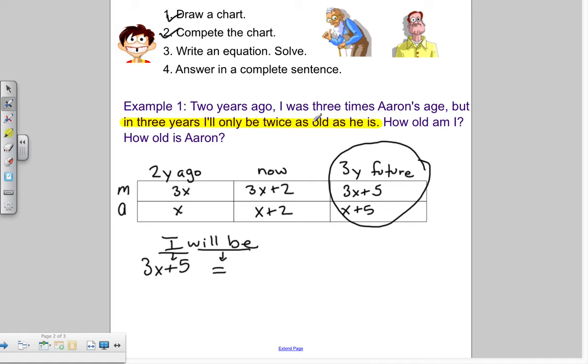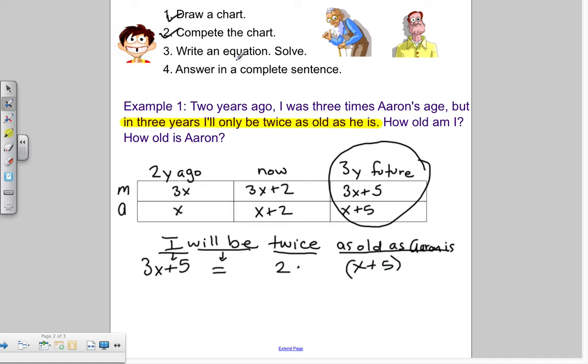Now it says twice as old as he is. Twice, what does that mean? 2 times. Okay. As old as he is, as old as Aaron is. Well, how old is Aaron? Aaron, 3 years in the future, is x plus 5. So I write x plus 5. And because that's an expression and not just one thing, I need to include parentheses.